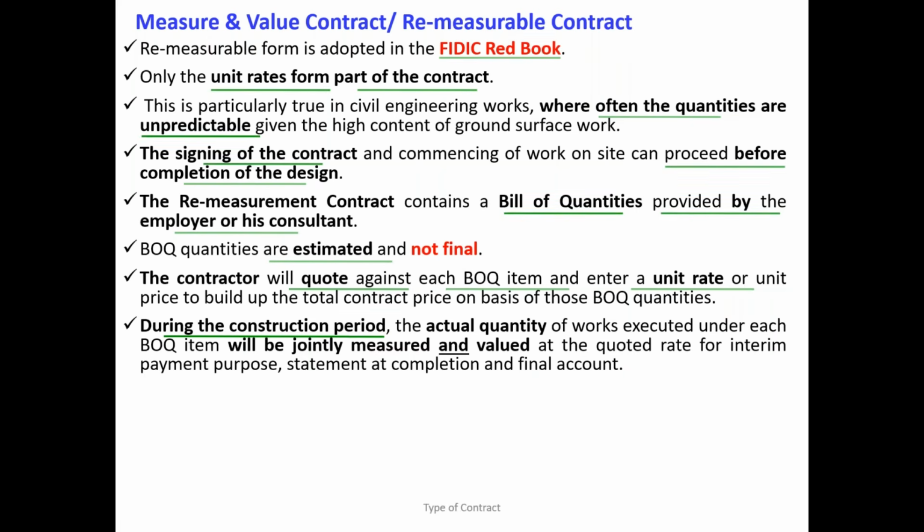Now, what will happen during the construction period? During the construction, the actual quantity, whatever happened at the site, you have to measure it jointly along with the contractor QS and the consultant QS, and you take the final quantity. Then at the rate you have quoted in the contract, you multiply and you pay the amount. So that's how you are measuring and paying for the work which is done.